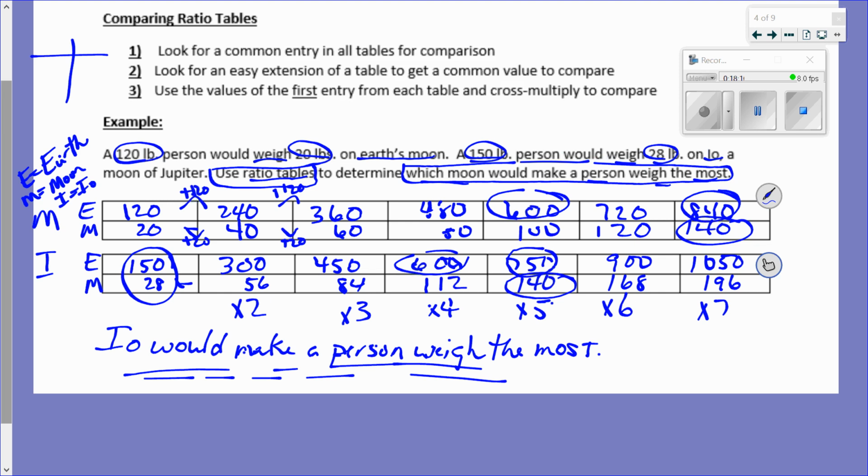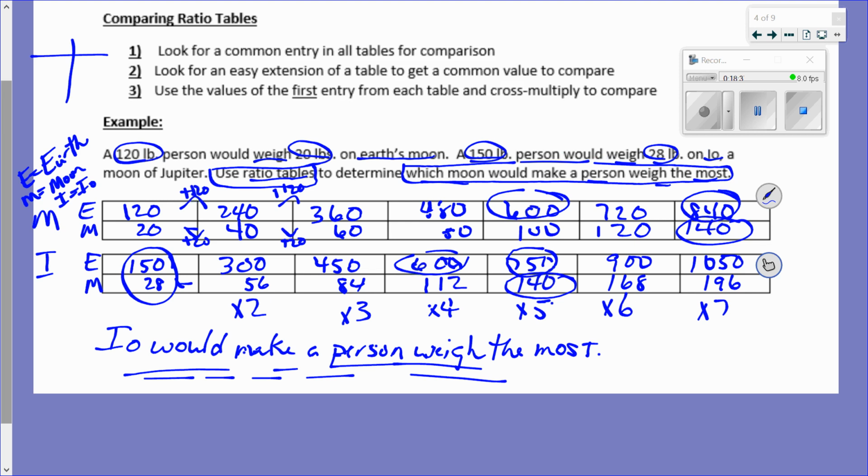You guys catch that? That's really what it is. If I've got the same moon weight, which moon is actually making that person heavier? The guy who's lighter on Earth is now made heavier because he's on Io. So that's why I'm using the smaller Earth number now to answer which moon makes the person weigh more.